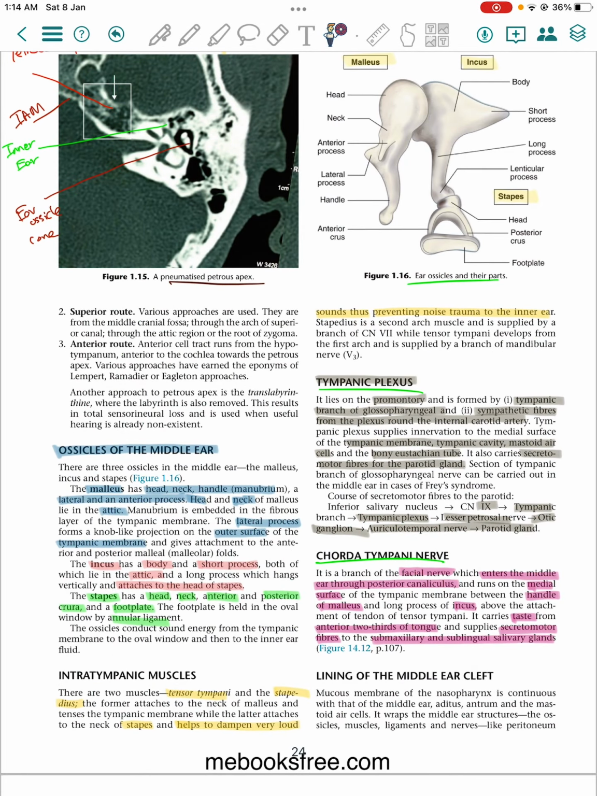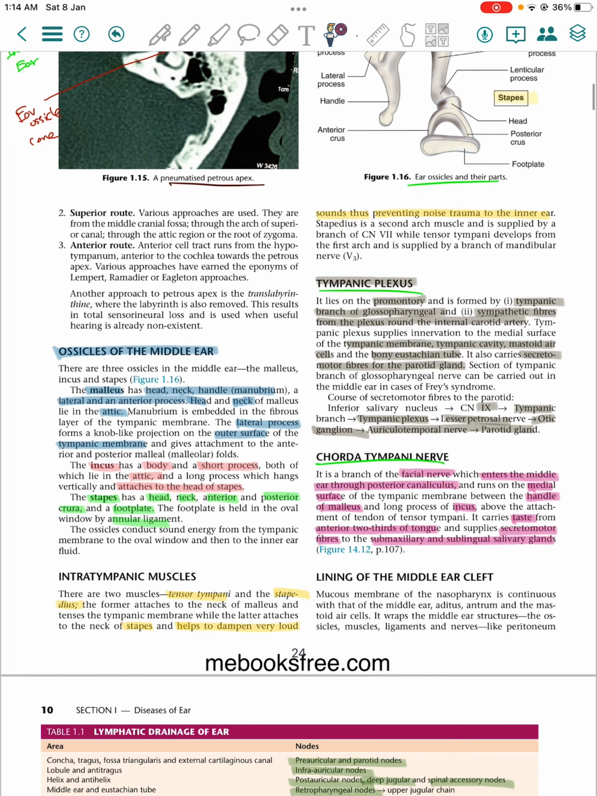Then the stapes has a head, neck, anterior and posterior crura, and footplate. This footplate attaches to the medial wall, okay guys, it attaches to the oval window by the annular ligament. Then these are the contents: ossicles and the intratympanic muscles. There are two muscles present there, the tensor tympani as we saw above, and the stapedius muscle. Both muscles are present in the middle ear cavity.